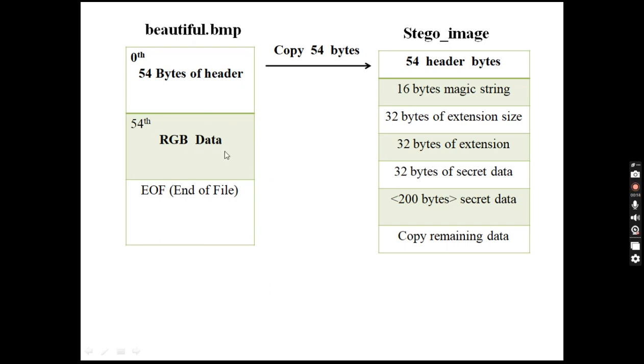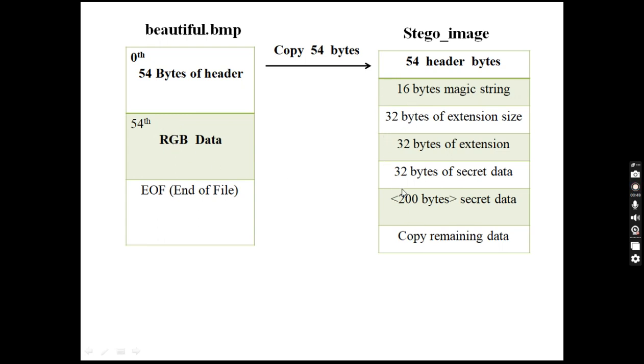So this is the image which we have taken. In this image we are going to store the data. After storing the data, we are going to create a stego image. So these are the steps to create a stego image. That is, we are going to copy the first 54 bytes of header, then from the RGB data we are going to take 16 bytes for magic string, then 32 bytes for extension size, again 32 bytes for extension, then again 32 bytes for secret data size, and next 200 bytes for secret data, means whatever data is stored inside the .txt file, for that we are allocating 200 bytes from this RGB data.